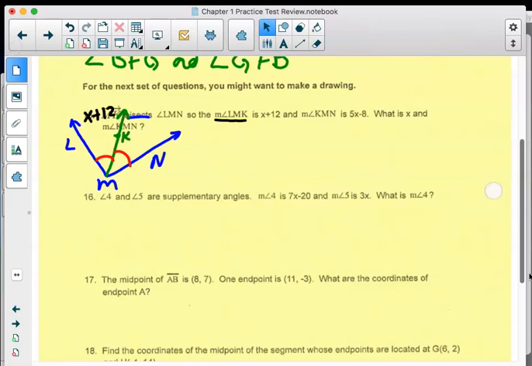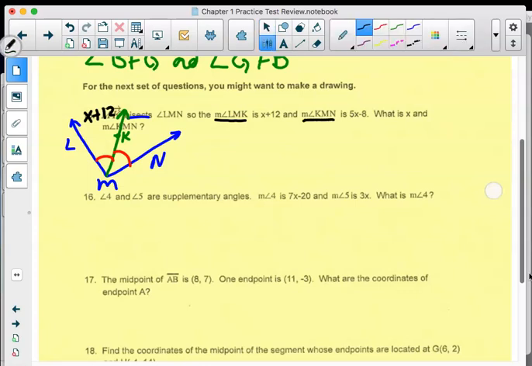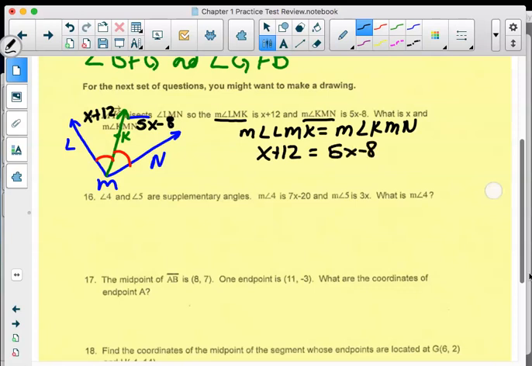The second part, where KMN is 5x minus 8. Now I know when I read the word bisects that I am splitting the angle into two equal parts. When they're equal, I know the measure of angle LMK is equal to the measure of angle KMN. Now I can use that idea of angle bisector and set this up.